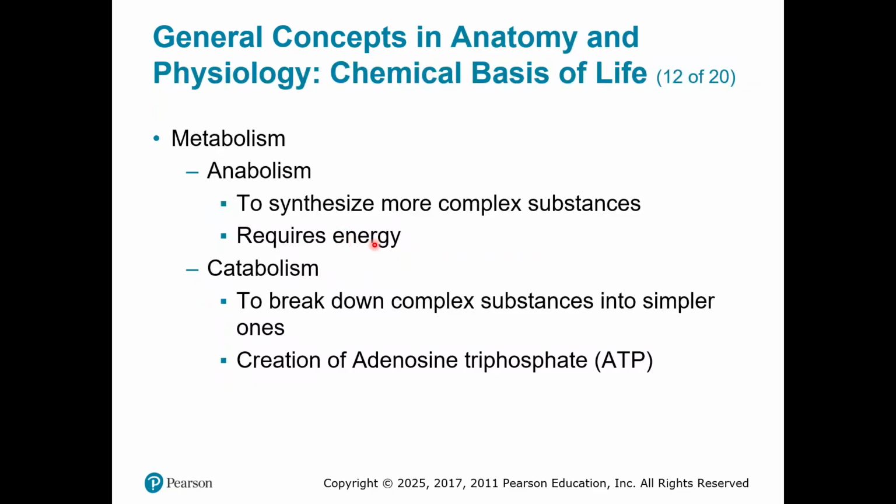Anabolism is to synthesize more complex substances that require energy. Catabolism, you're going to break down complex substances into simpler ones. And the example of that is the breakdown of glucose into water, carbon dioxide, and energy when we do aerobic metabolism. That's an example of catabolism. Hope I didn't screw you up on that.